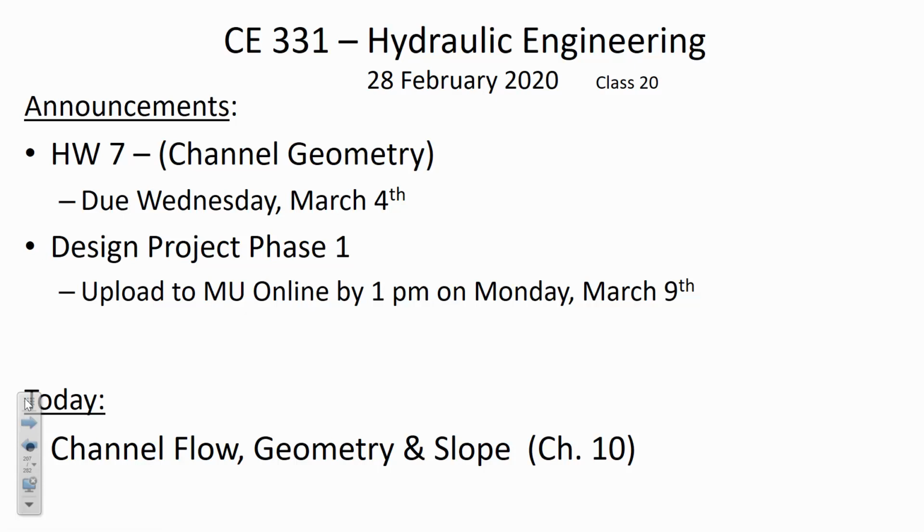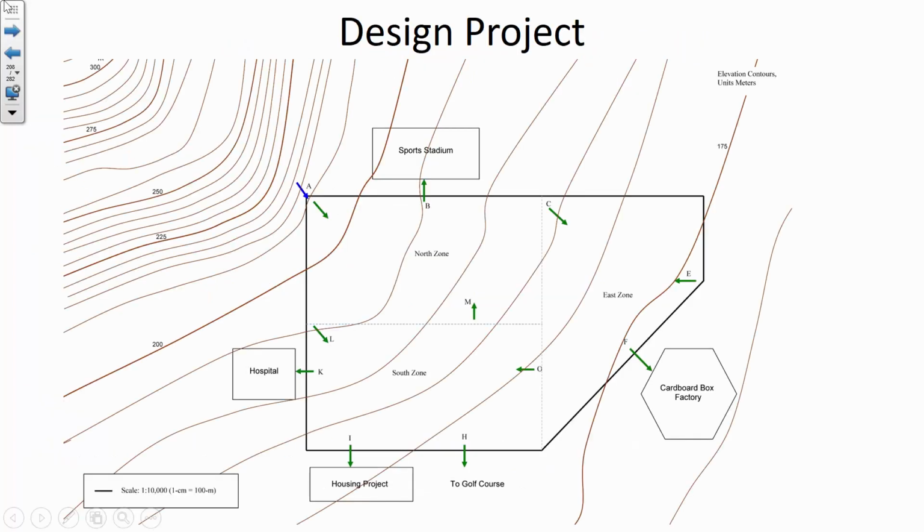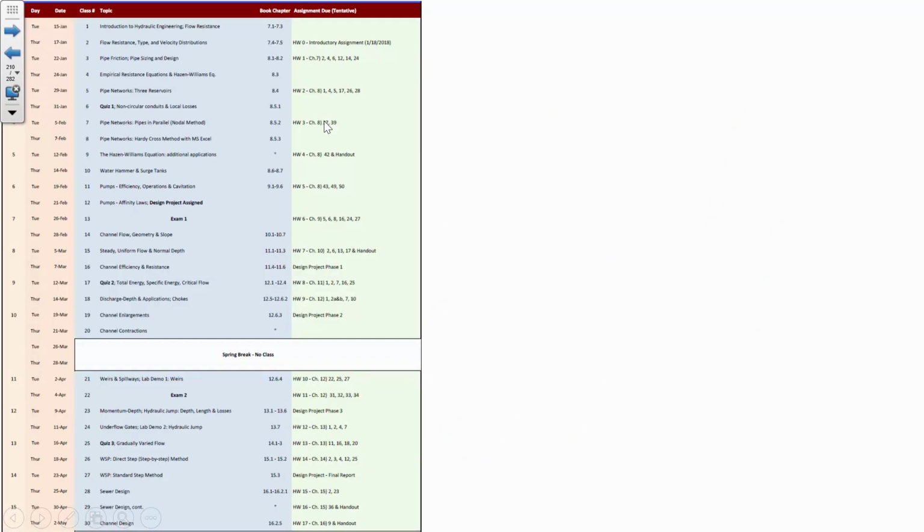So what we're going to do now is move into Chapter 10 in the book, and Chapter 10 is dealing with open channel flow. Except for the project, we're done for now with pipe flow. So closed conduit flow is the first part of the semester. Let me jump through that for a second.